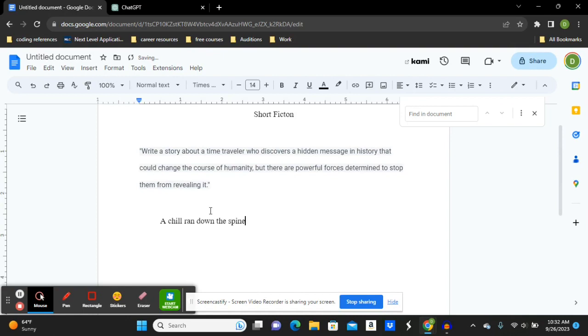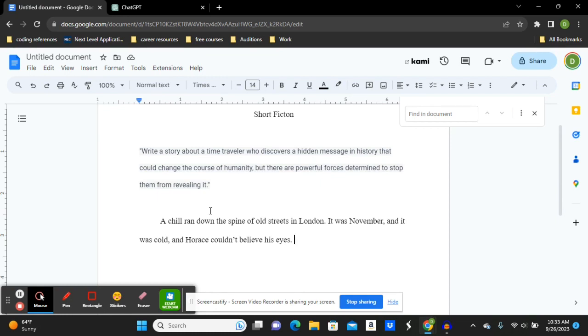A chill ran down the spine of old streets in London. It was November, and it was cold. And Horace couldn't believe his eyes. There we go. So we played with a couple of our senses here. We have something that Horace sees, and we also have something that Horace feels. A chill running down the spine of the old streets of London. So you can already see where you are a little bit.